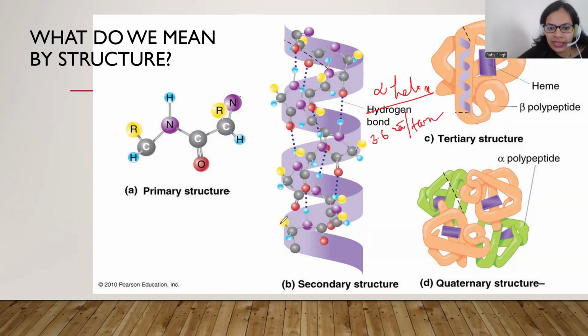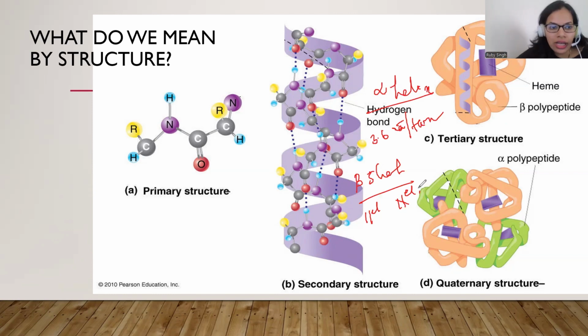Then coming to the next, the beta pleated sheets. For beta pleated sheets, what comes to your mind? There are two types: we have the parallel and the anti-parallel beta sheets. Then we have the beta turn and coil structures. These are also common and irregular secondary structures present.